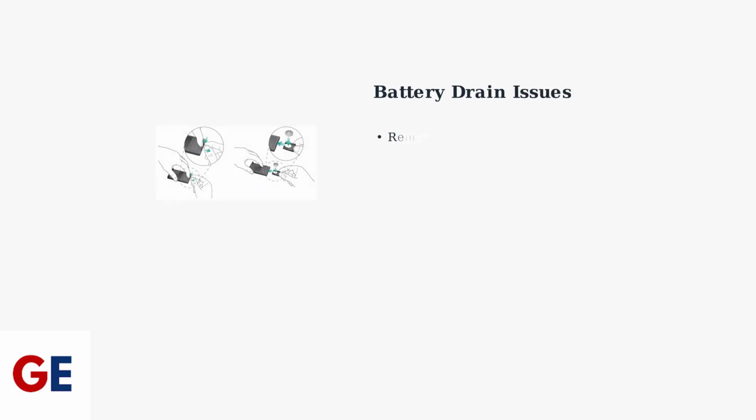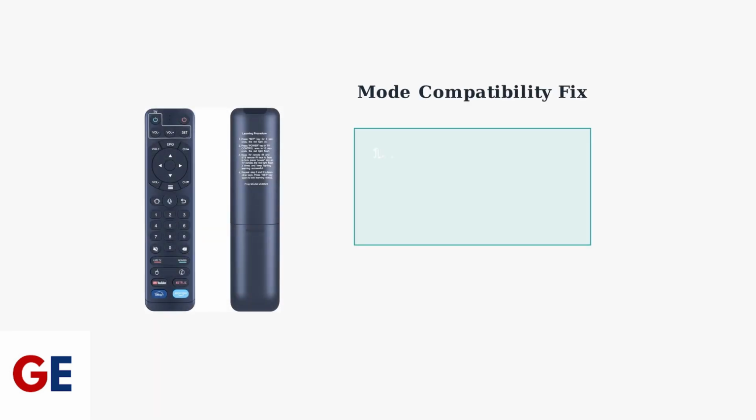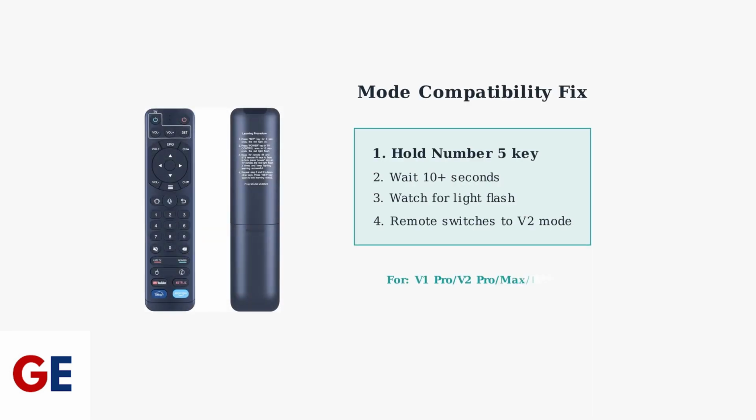Battery drain and mode compatibility issues are common problems with VSeeBox remotes. Let's explore the most effective solutions to get your remote working properly again. For older VSeeBox models, including V1 Pro, V2 Pro, Max, and Elite, the remote must be switched to V2 mode for proper compatibility. Hold the number 5 key for more than 10 seconds until the indicator light flashes.